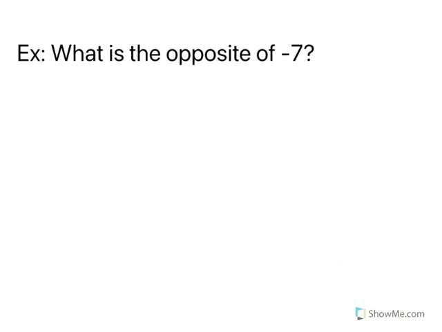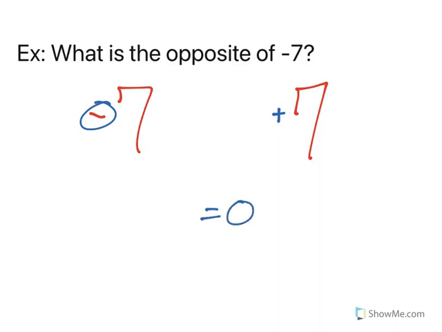Okay, so what is the opposite of -7? Well, if I have a -7, I want it to be the same absolute value, but the opposite sign, different sign. So -7, that means this is a +7. When I put these together, they equal 0. So the opposite of -7 is a +7.